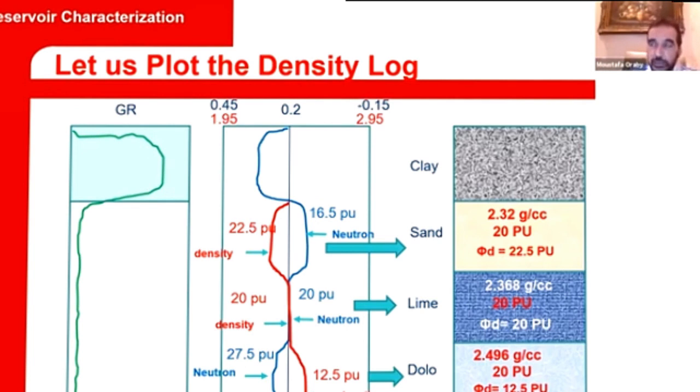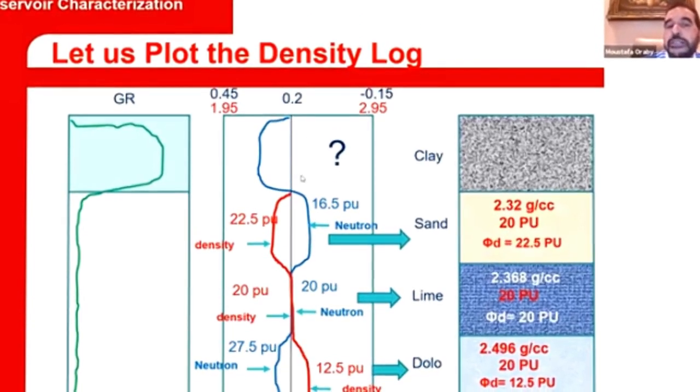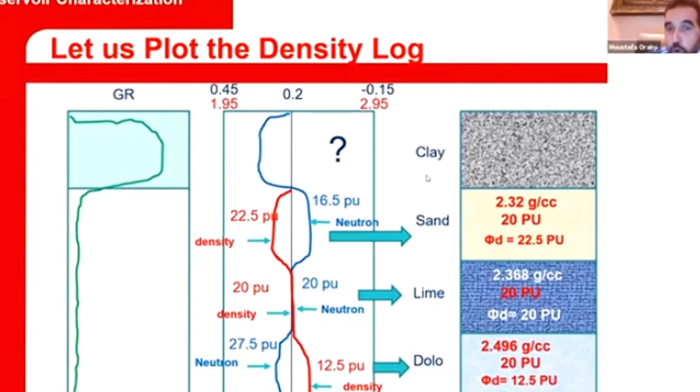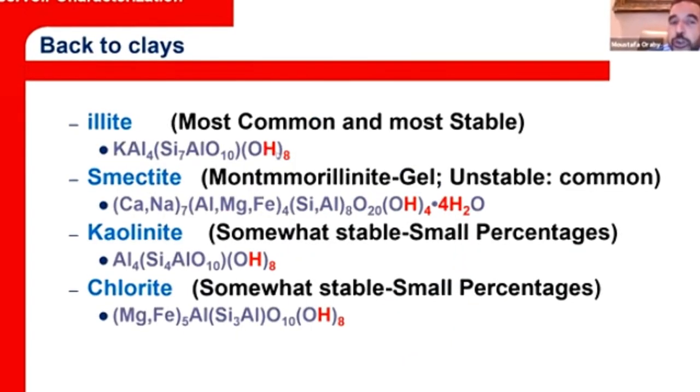This is a very important point. I will say it in a second. But keep in mind, this is the case. All right? Okay. Now, what is the behavior of density in front of clay? Let's go back and look at the clay. We understood the neutron will read high because it has lots of hydrogen.